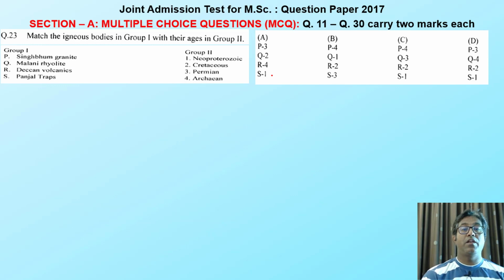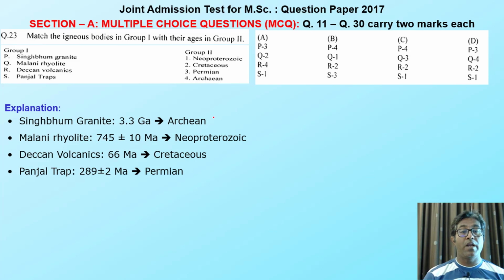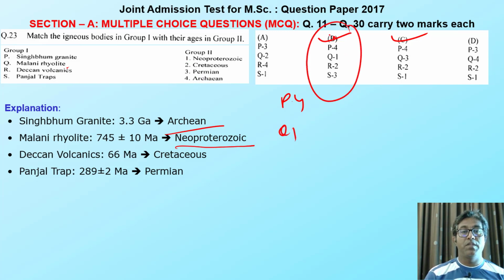This is directly related to the age as well as the definition. Like, what is the age of Singhbhum granite? It is Archean. What is the age of Malani rhyolite? It is Neoproterozoic. So P, Archean, is P4, and Malani granite is Neoproterozoic, this Q1. This is my option. B is my option.